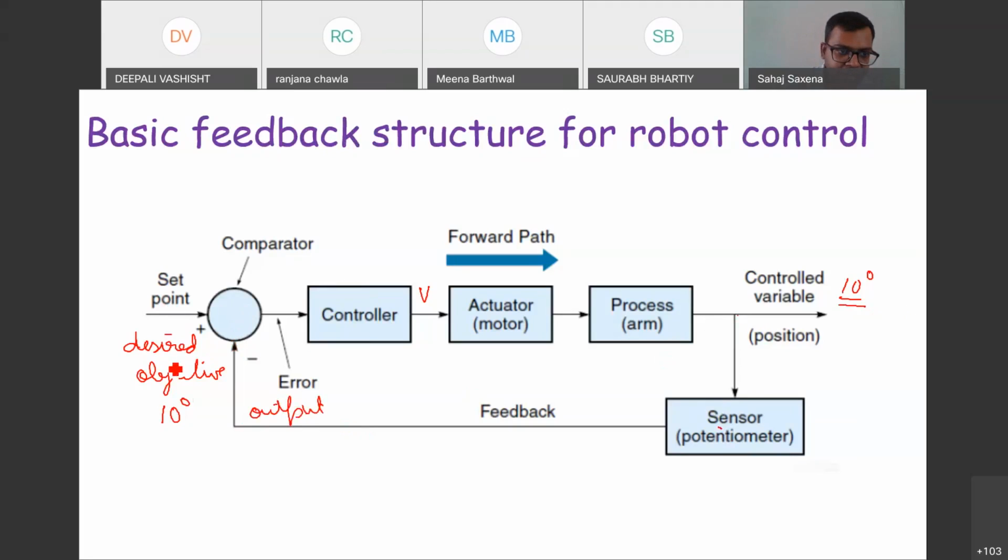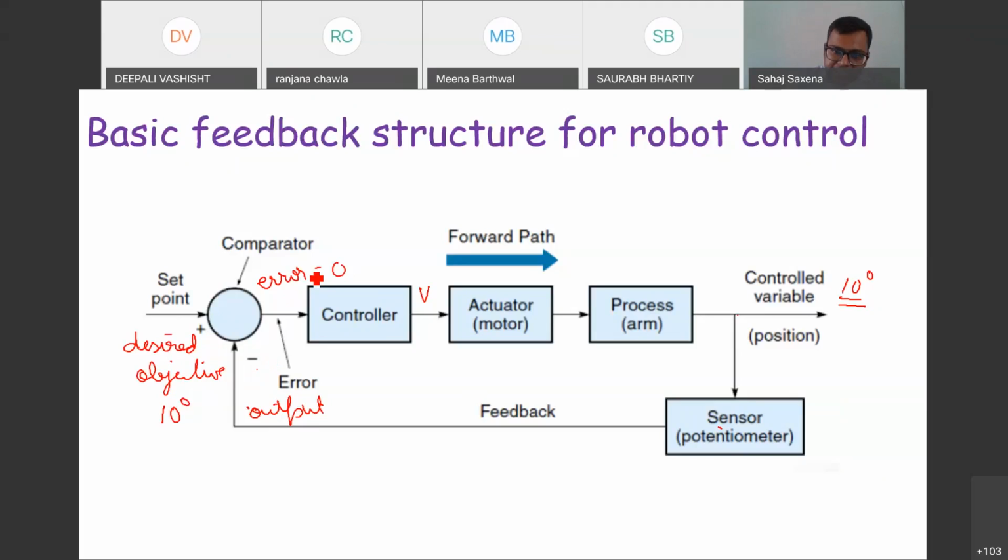Here we have a desired objective. If the desired objective and output are equal, then because it is plus and minus, it means they will measure the error. If the error is zero, it means the output is perfectly equal to the desired set point. If the set point is equal to the output, I don't have any error. It means whatever voltage the controller is giving, it will give the same voltage to the motor so that it will run properly.